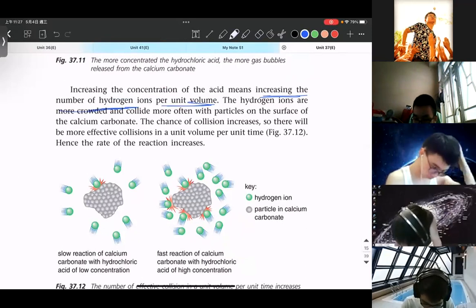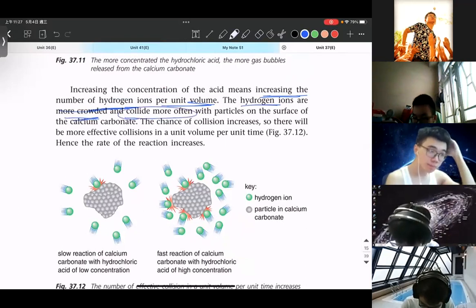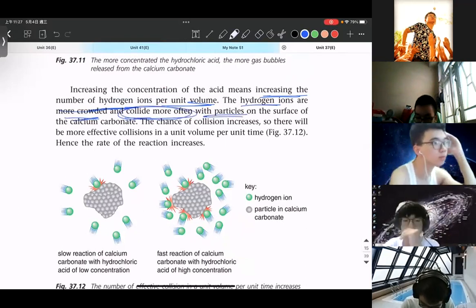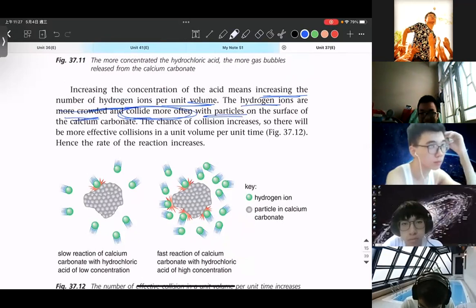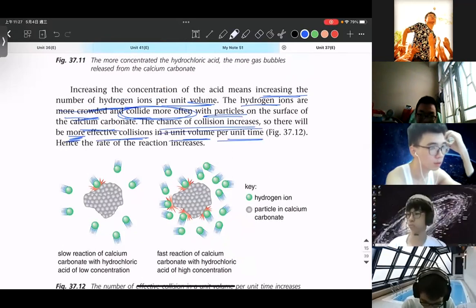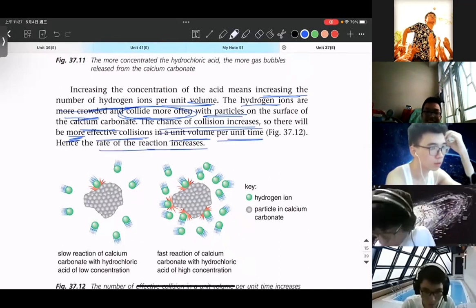Okay, so the hydrogen ions become more crowded, so they would have a higher chance to collide with the particles at the surface of calcium carbonate. So we have got the chance of collision increases. So of course, there will be more effective collision in the unit volume per unit time. So the rate of reaction increases.